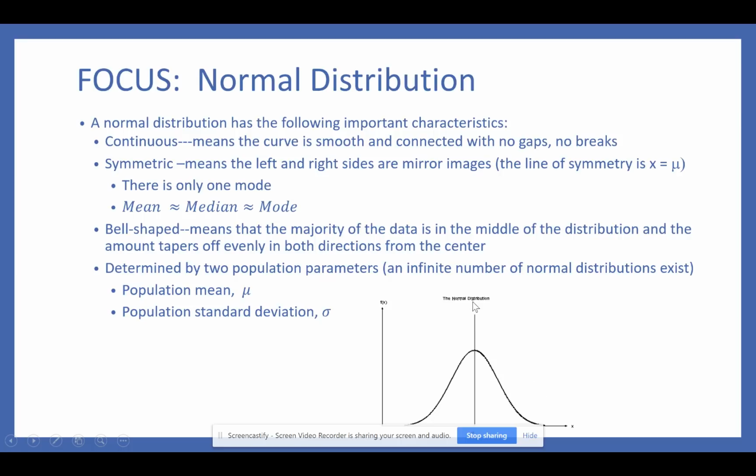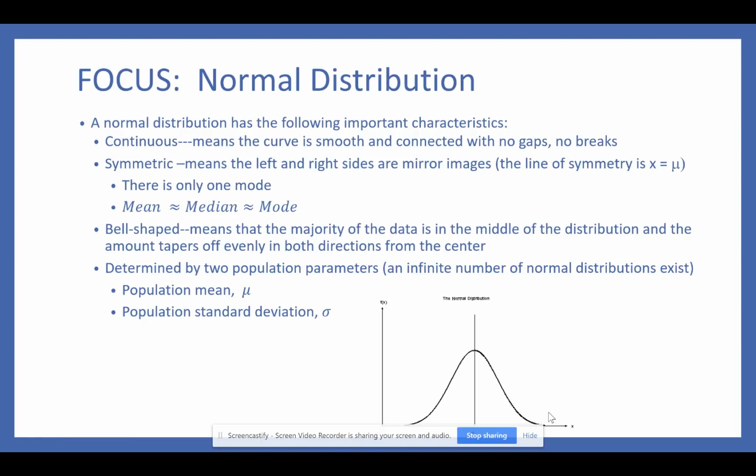Additionally, the normal distribution is symmetric, which means the left side and the right side are mirror images. If you could fold it in half, you couldn't tell the left from the right. It also means, as we learned earlier, that it is unimodal. There's one mode, and the mean, the median, and the mode are approximately the same value for a symmetric distribution. The normal distribution is also bell-shaped, meaning that the majority of the data values are in the middle and the amounts taper off on both the low and the high end.